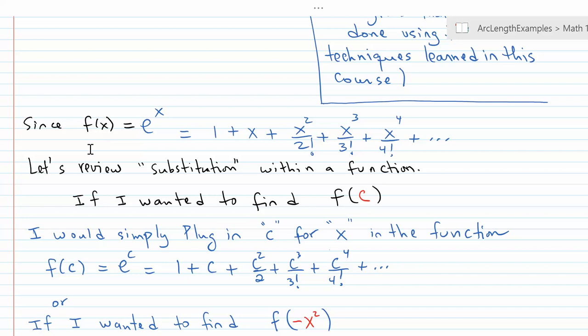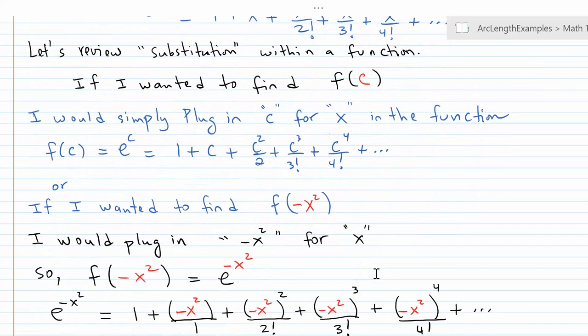remember when you have a substitution, like if you want to figure out e squared, f of 2, I'll plug in 2 here, and I'll plug in 2 there, and 2 here, and 2 here, and I would figure out what e squared equals. Right? It's called a substitution within a function. If I want to know what f of c is, I just replace x with c. So everywhere I see x on the right side, I just replace it with c.